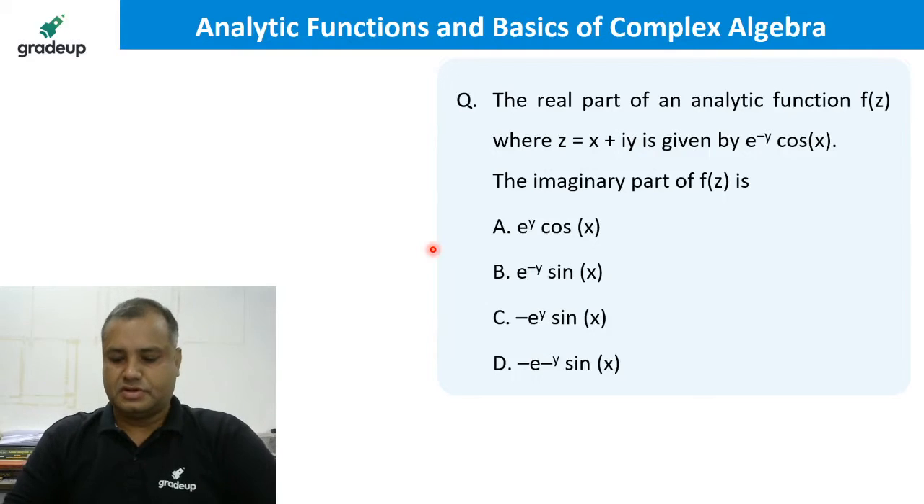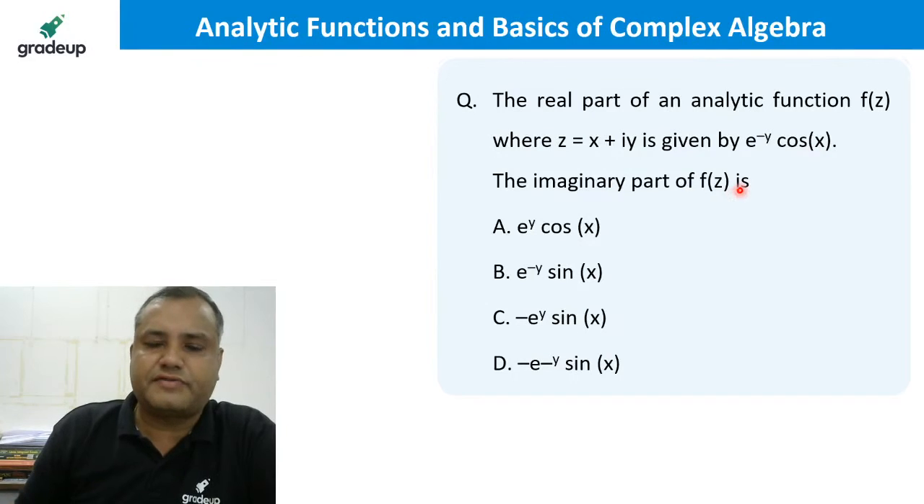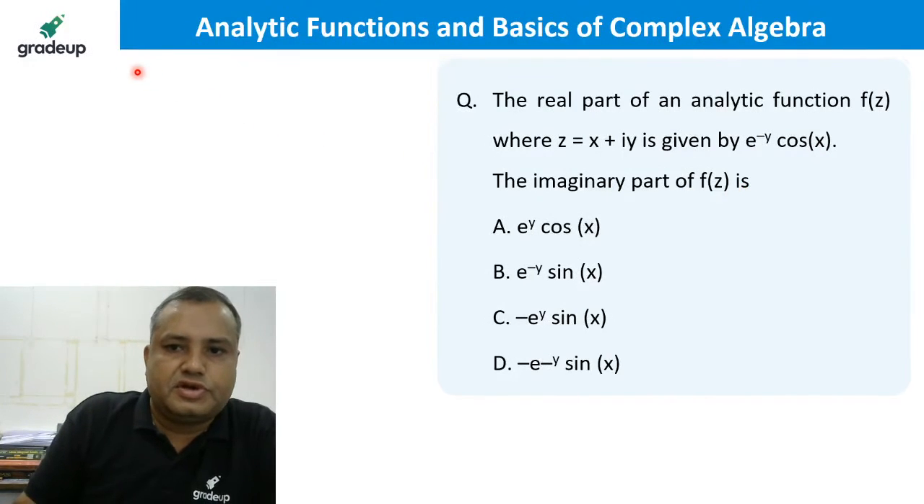Good. So now the real part of an analytic function f of z is given by e raised to minus y cos x. The imaginary part of f of z is, okay, so real part is given.